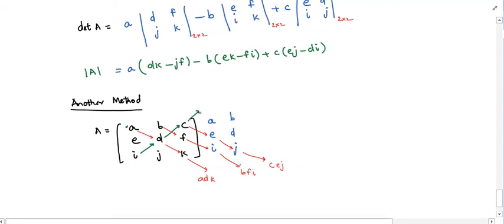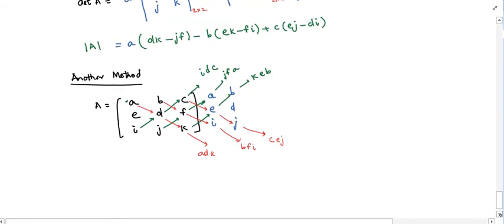So this gives you the multiplication I, D, C. This gives you the multiplication J, F, A. And this third one gives you the multiplication K, E, B. Now, after doing this, it's looking complicated because it is in terms of variables. When you do it with numbers, you will find it much easier.